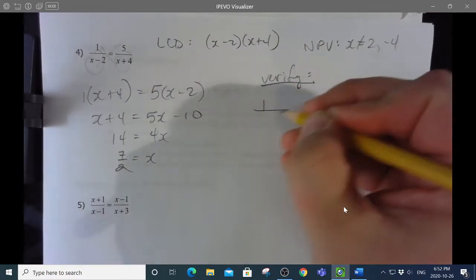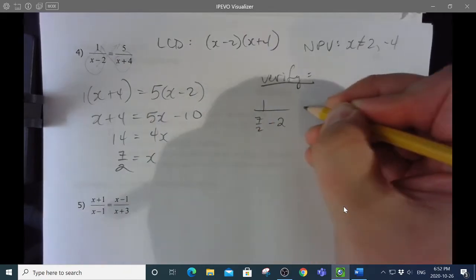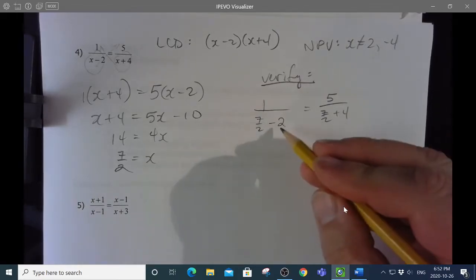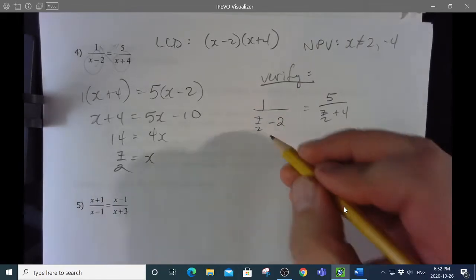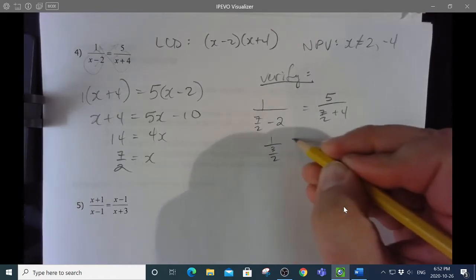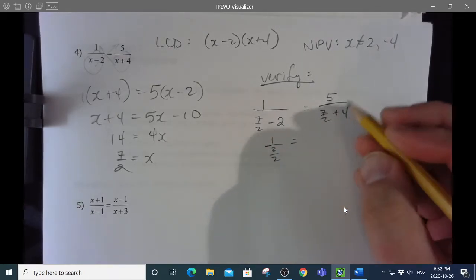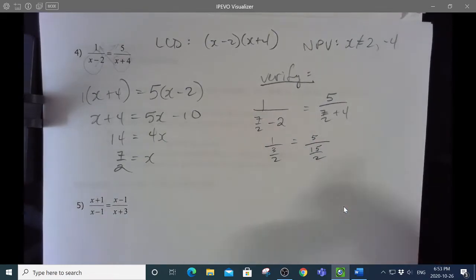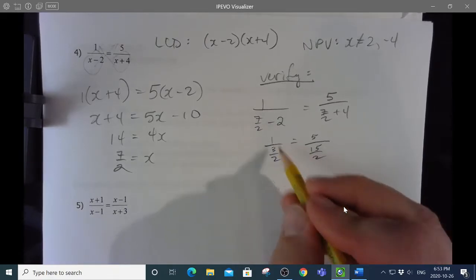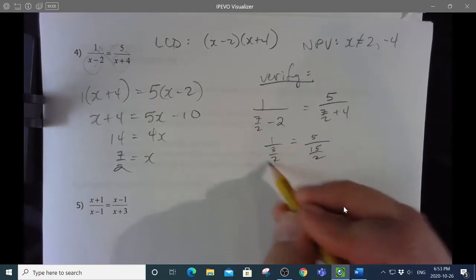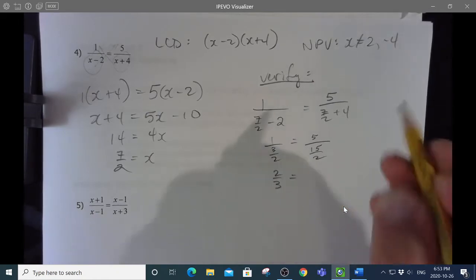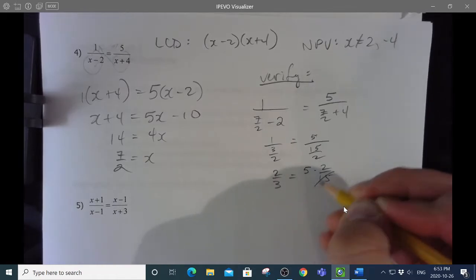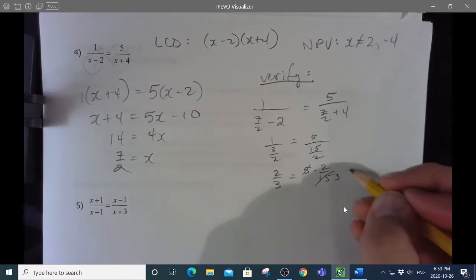will be 1 over 7 halves minus 2 equals 5 over 7 halves plus 4. 2 is really 4 halves, so that's 7 halves minus 4 halves, so that's 1 over 3 halves. And 7 halves plus 4, that's 8 halves, so that's 5 over 15 halves. And in fraction land, when you're dividing, you times by a reciprocal, so 1 times the reciprocal of 3 halves is 2/3. And 5 times the reciprocal of 2/15 is 5 times 2 over 15. And notice both sides are 2/3.